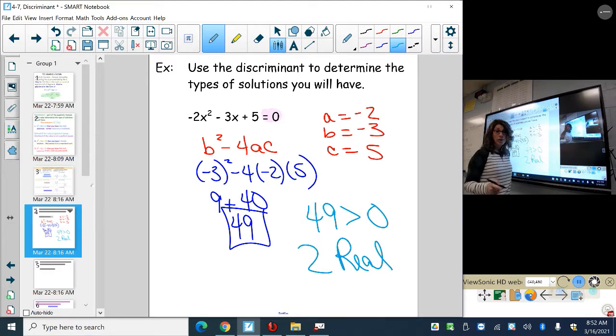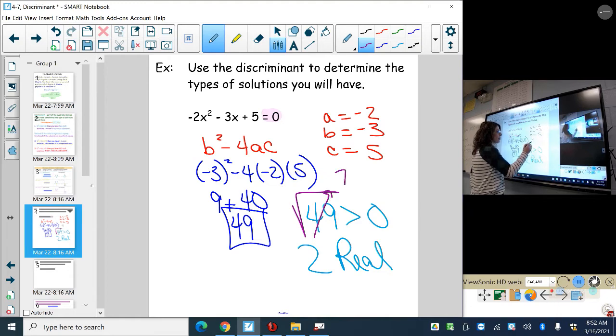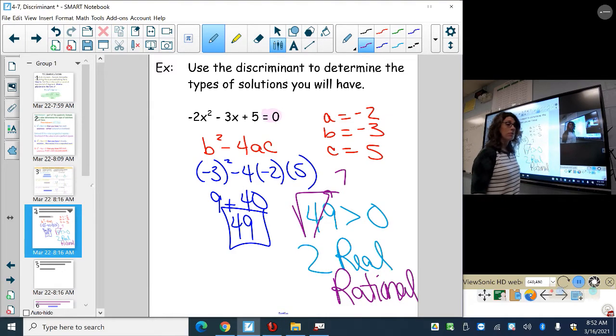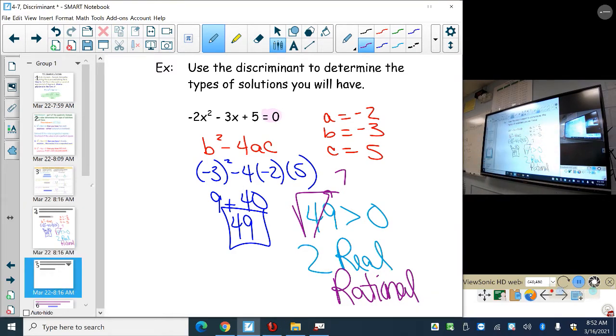Now you have to determine if that is a perfect square or not a perfect square to determine if it's rational or irrational. Meaning, if I take the square root of 49, it's going to come out as a 7, which means I'm going to have two rational solutions, okay? Let's do that again.